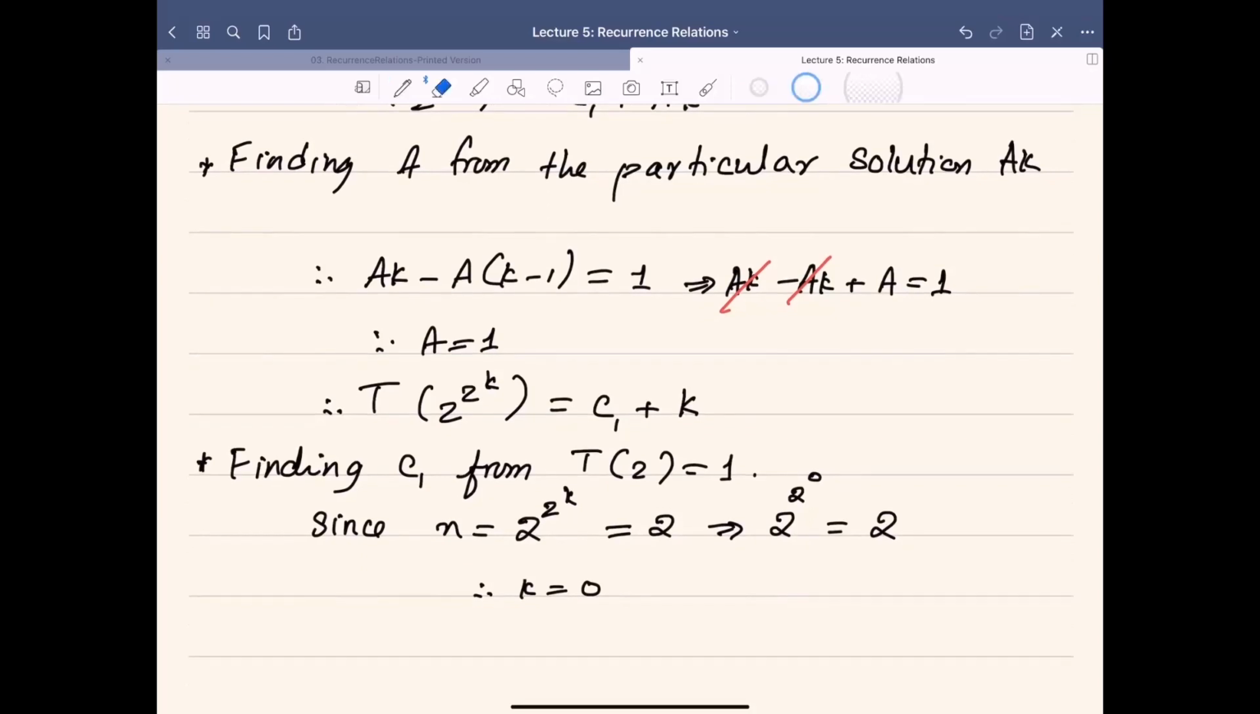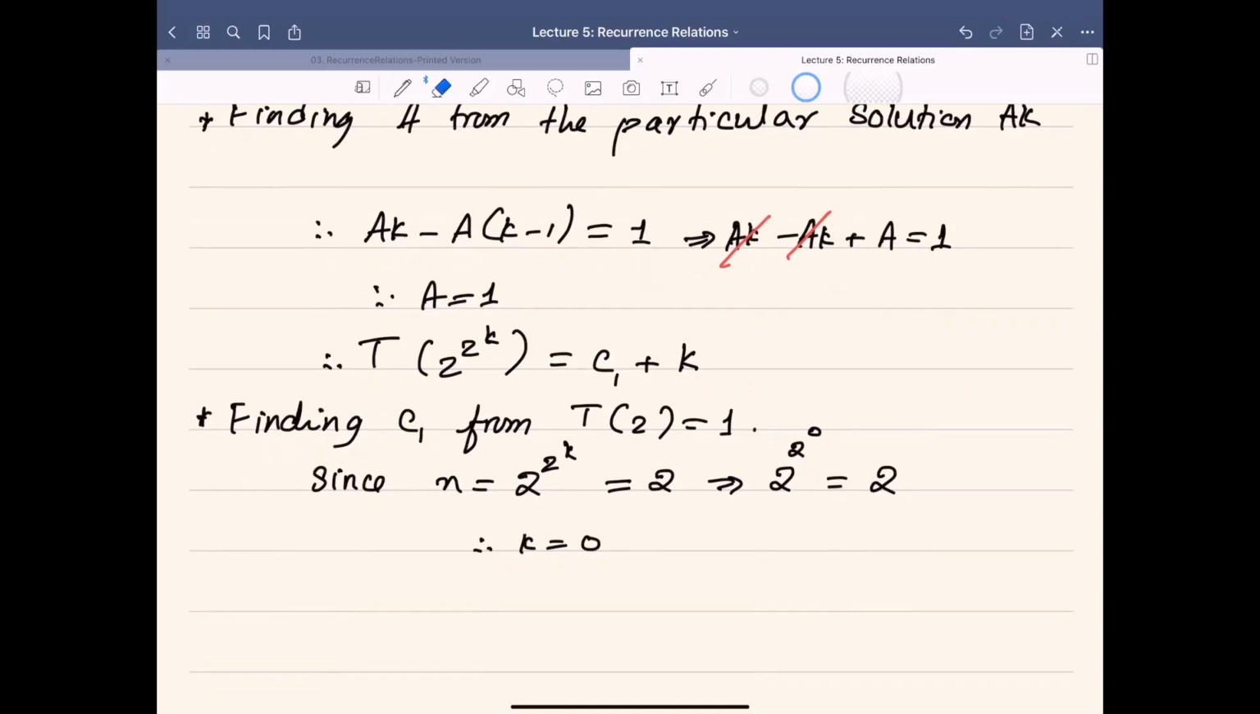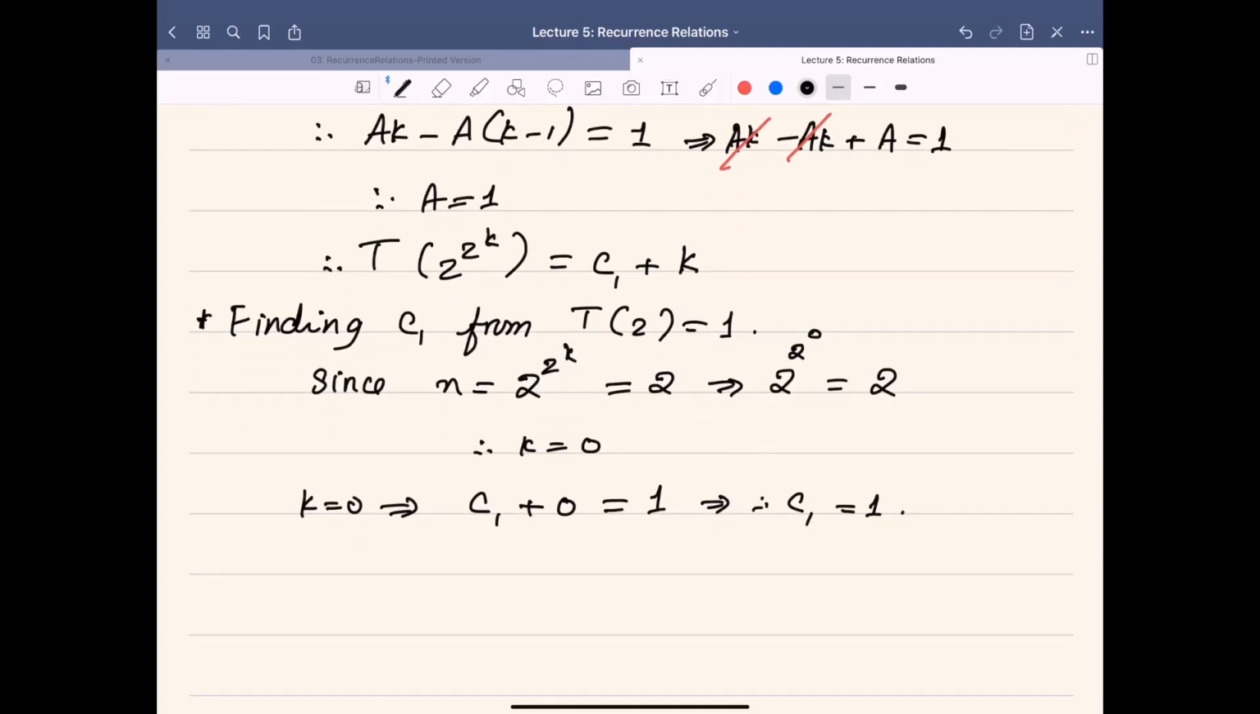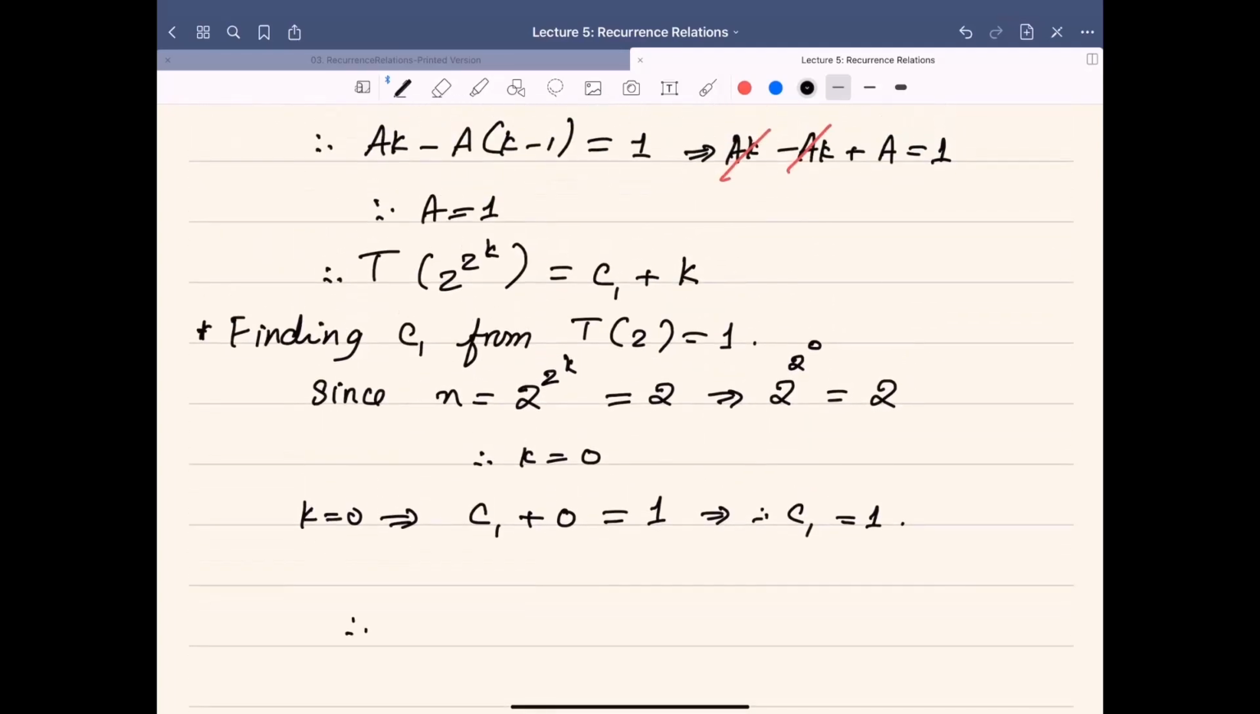Now substitute into the equation that we have found here. So for k equal to 0, we will have c1 plus 0 is equal to 1 because t of 2 is 1. So from here c1 is equal to 1, and the recurrence relation that we will have is t of 2 to the power 2 to the power k equal to 1 plus k.